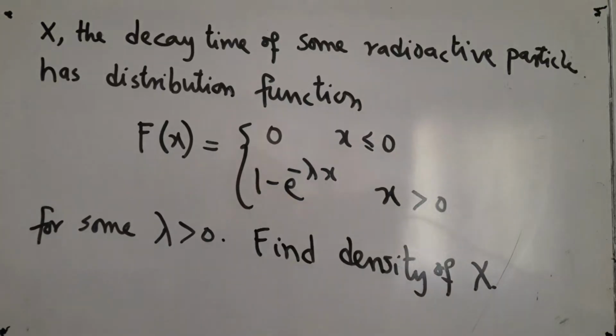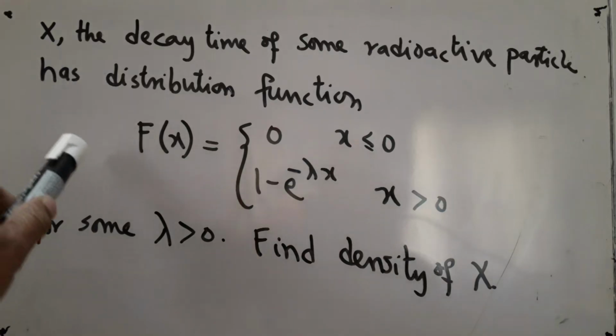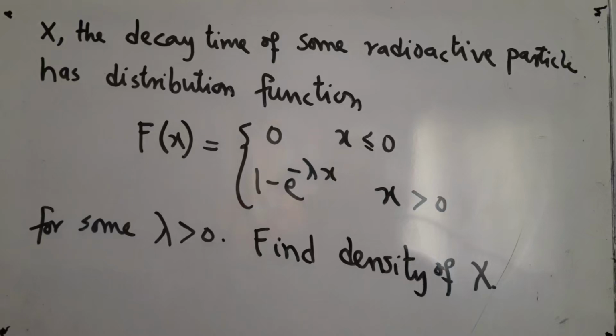The decay time of some radioactive particle is denoted by the random variable X. When you leave the radioactive particle, it will decay, and that will be actually random. So how much time it takes to completely decay is a random variable X, and it has this distribution function for some constant lambda which is positive. Your job is to find the density of X.